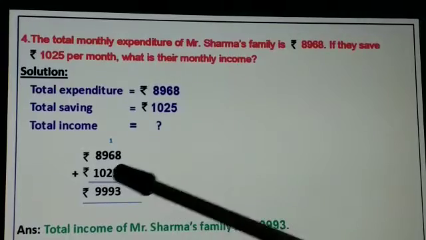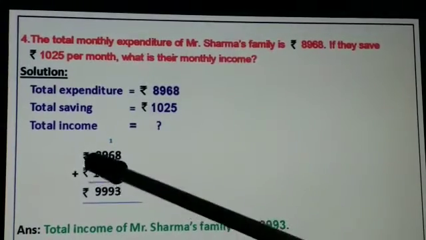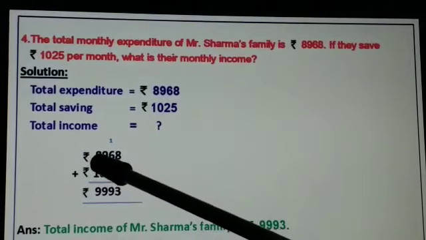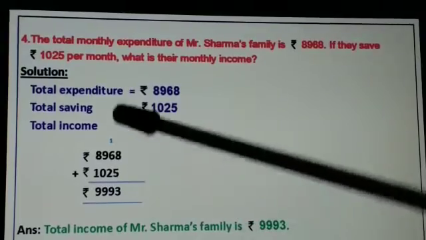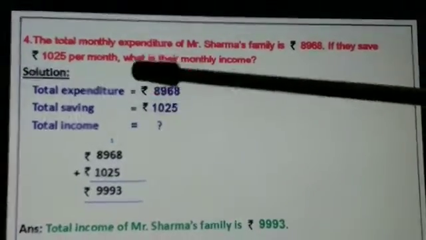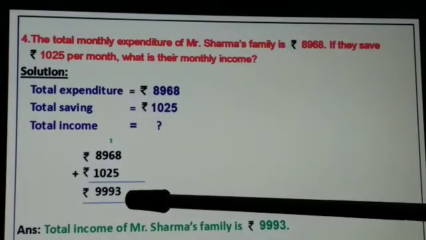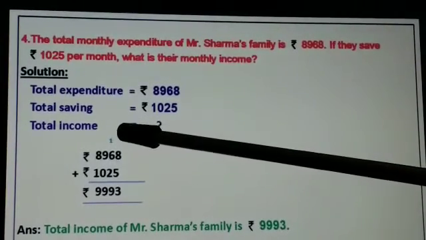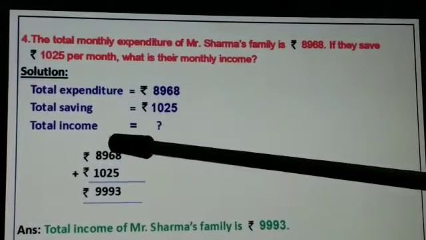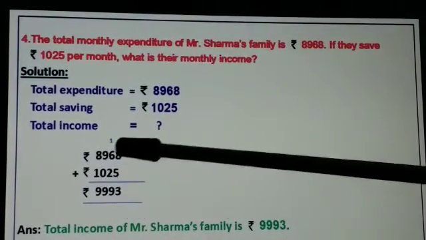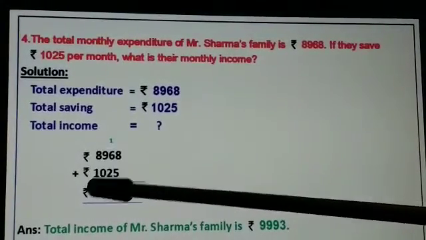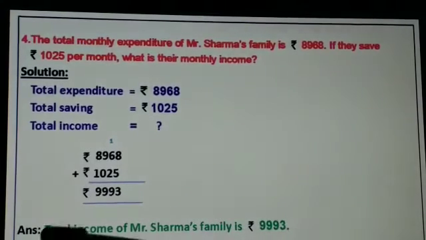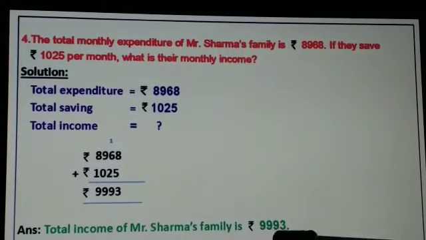Now we will arrange this amount in proper column. Rupees 8,968 and rupees 1,025. Then we will add these two numbers. 8 plus 5 is equal to 13. 3 will be here and 1 will be carried over. Now 1 plus 6 is equal to 7. 7 plus 2 is equal to 9. 9 plus 0 is equal to 9. And 8 plus 1 is equal to 9. Then total income of Mr. Sharma's family is rupees 9,993.